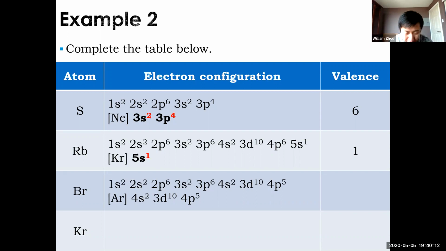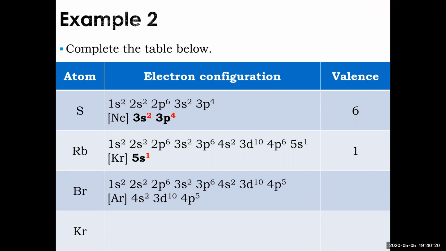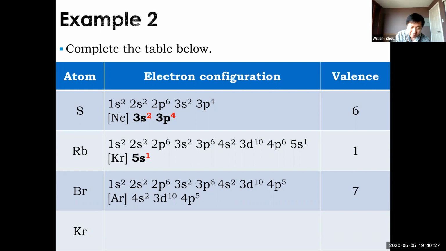That is not 17. Okay, that's a common mistake. Oh, look, you just look at all of them, add them up. That's not how this works. So you just remember the rule. You have to exclude the full d. 3d10 is completely full. And therefore, that is stable, and they won't participate in any bonding. So you cross them out, 2 plus 5, 7.